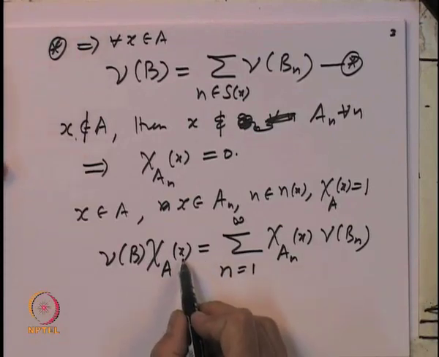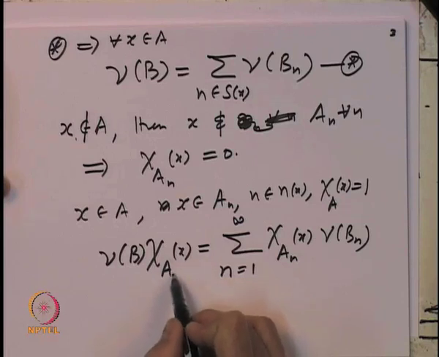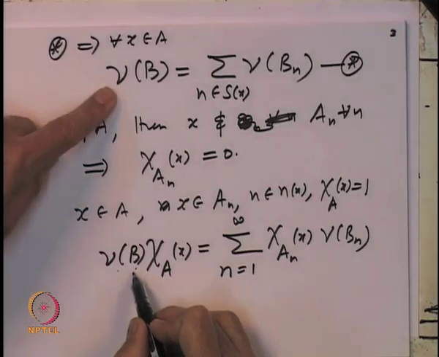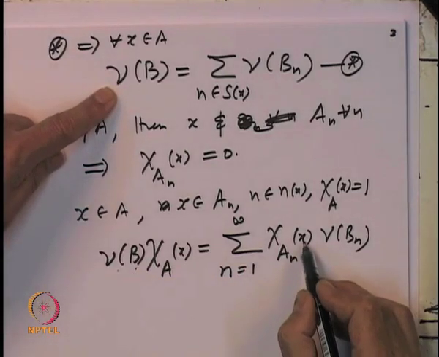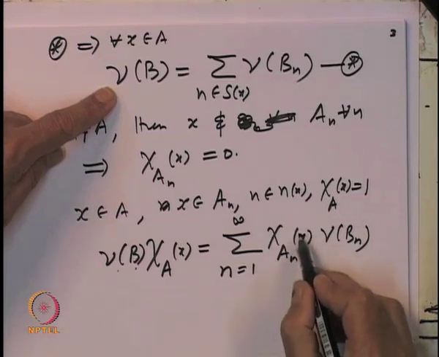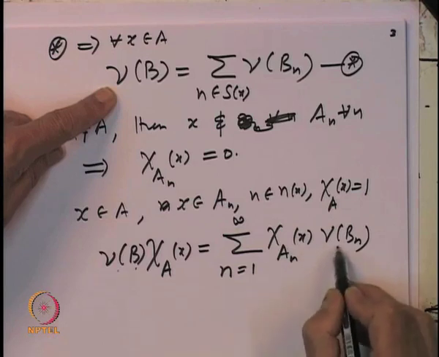So, if x belongs to A, then the left hand side, the value of the indicator function, is 1. So, the left hand side is nu of B. And if x belongs to A, then it will belong to some A_n, right. So, if x belongs to A_n, this value is 1. Okay. So, the right hand term is nu of B_n.